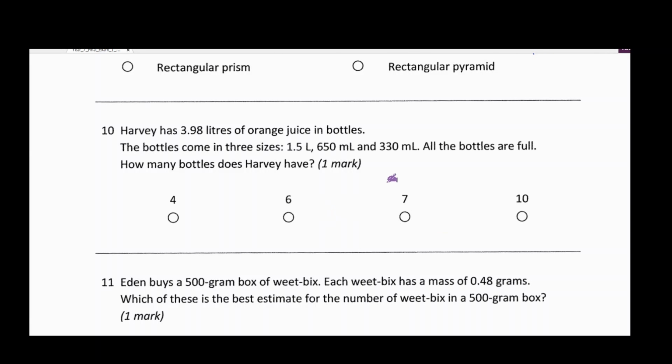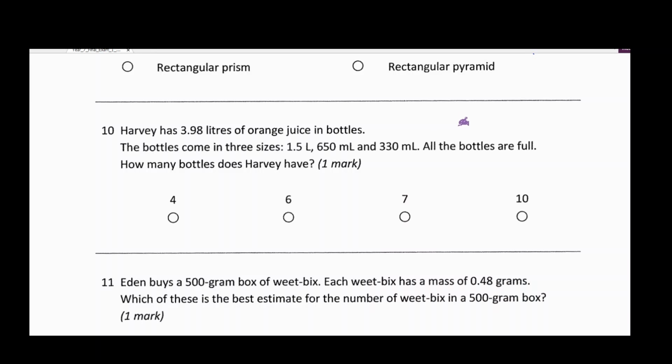Harvey has 3.98 litres of orange juice in bottles. The bottles come in 3 sizes. All the bottles are full. How many bottles does Harvey have? Okay, so 3.98 litres of orange juice in bottles. The bottles come in 3 sizes. All bottles are full. How many bottles does Harvey have?